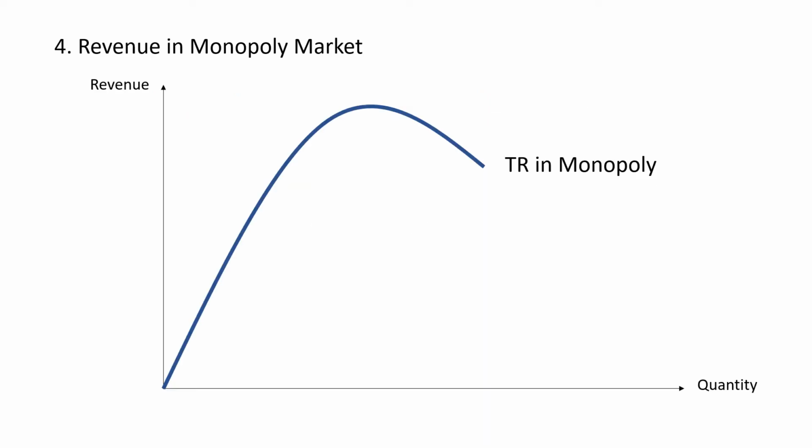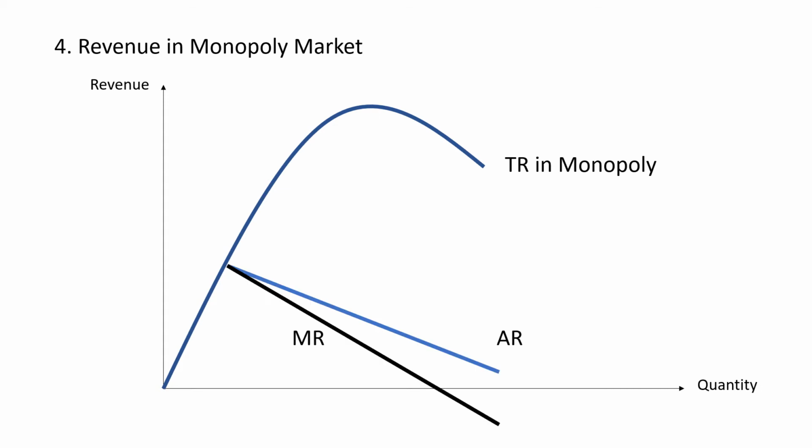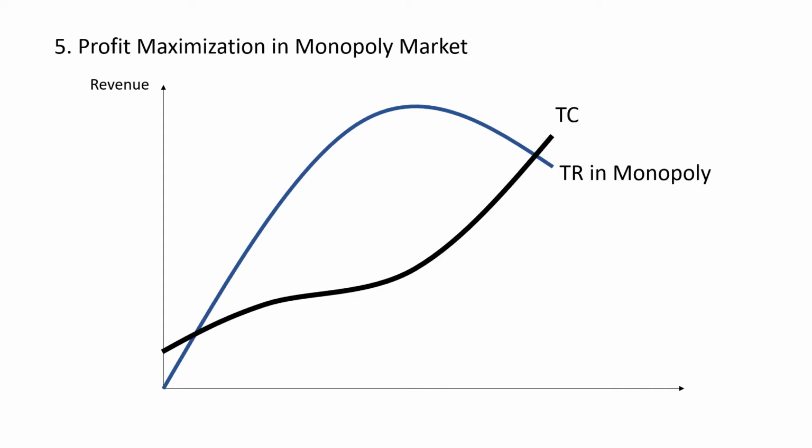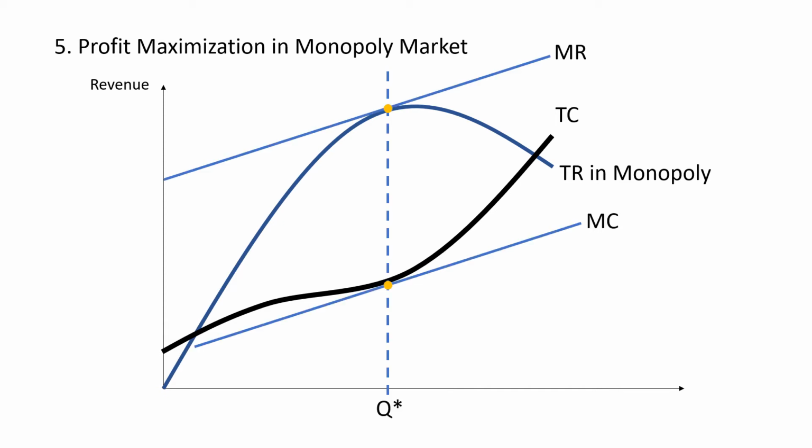You see that the total revenue curve in monopoly is nonlinear and it can be decreasing. Here are the associated AR and MR, and you can find that the AR is above the MR. To find the profit in monopoly market, you can see that the gap between TC and TR will indicate the profit, and where the gap is largest, then that is the highest profit.